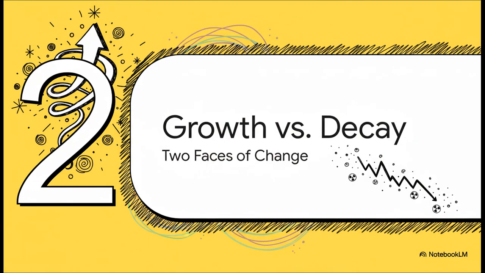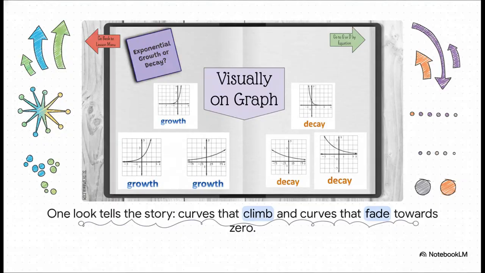All right, so let's dig into how this one type of function can have two completely different personalities. I mean, it can tell a story of explosive growth or one of steady and inevitable decay. And wow, this image just says it all, doesn't it? It perfectly shows those two sides of the coin. On the left, you've got those classic J-curves just shooting upwards. That is pure growth. And then on the right, you see the mirror image. Curves that start high and then just fade away, getting closer and closer to zero but never quite touching it. That, my friends, is decay.